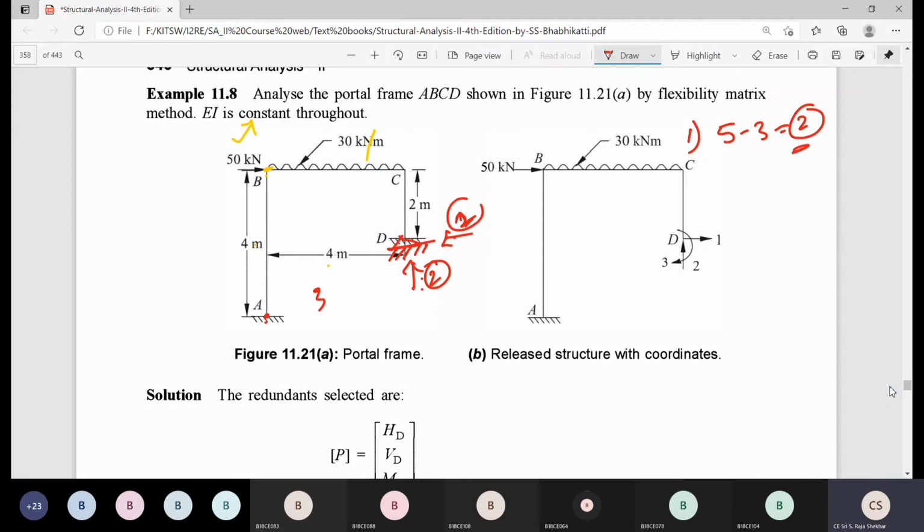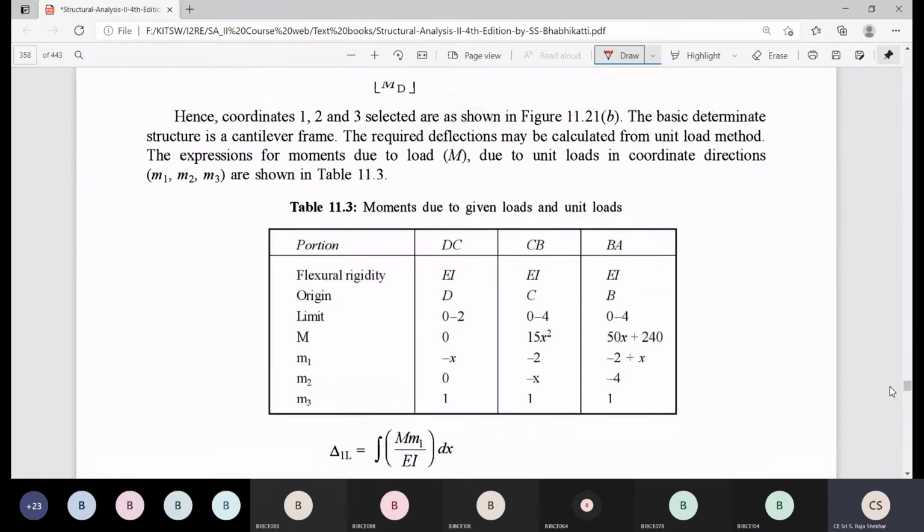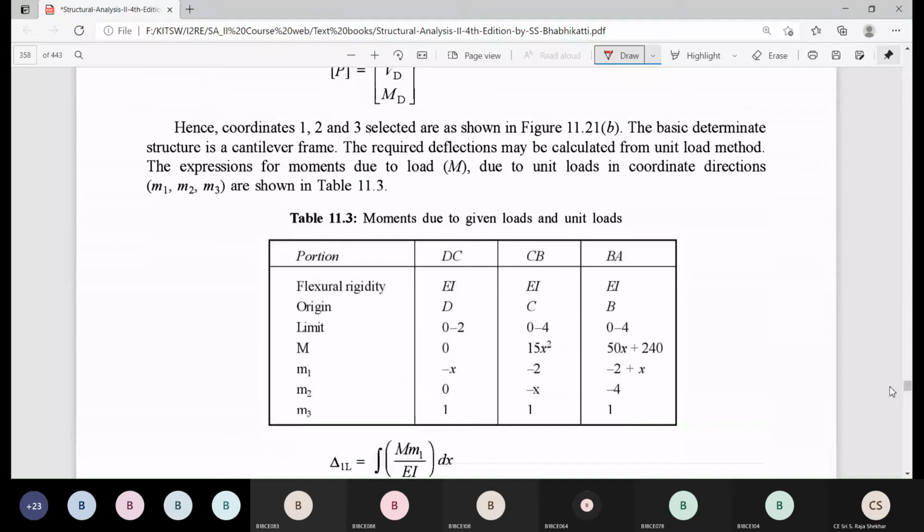Coordinate direction 1 and coordinate direction 2. We need to use the unit load method for this. So the unit load method I am using for the coordinate directions.